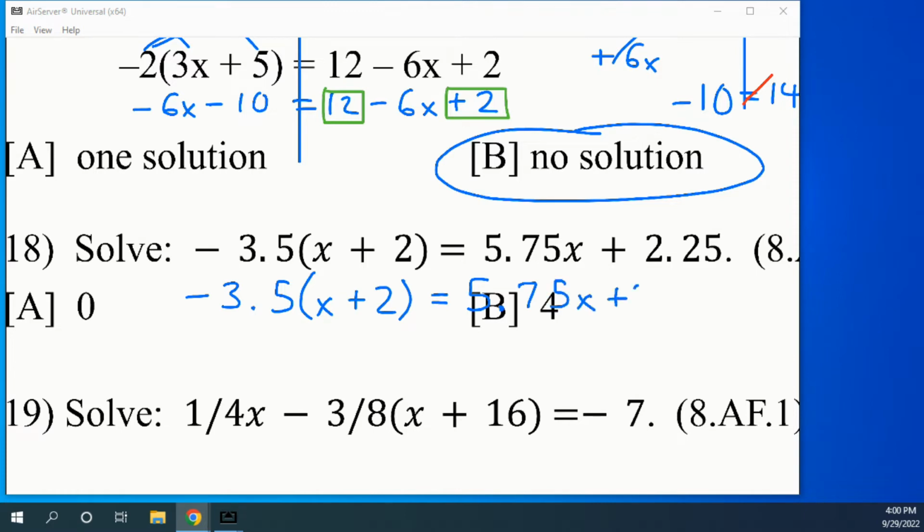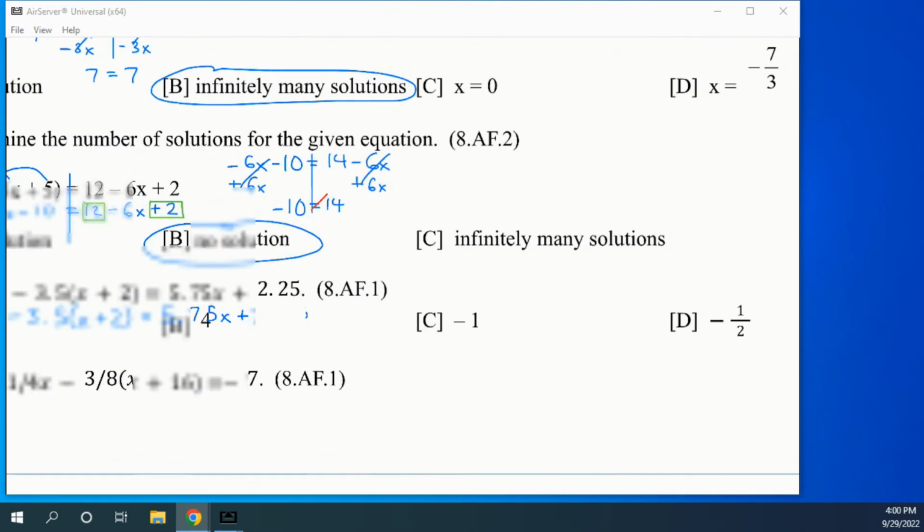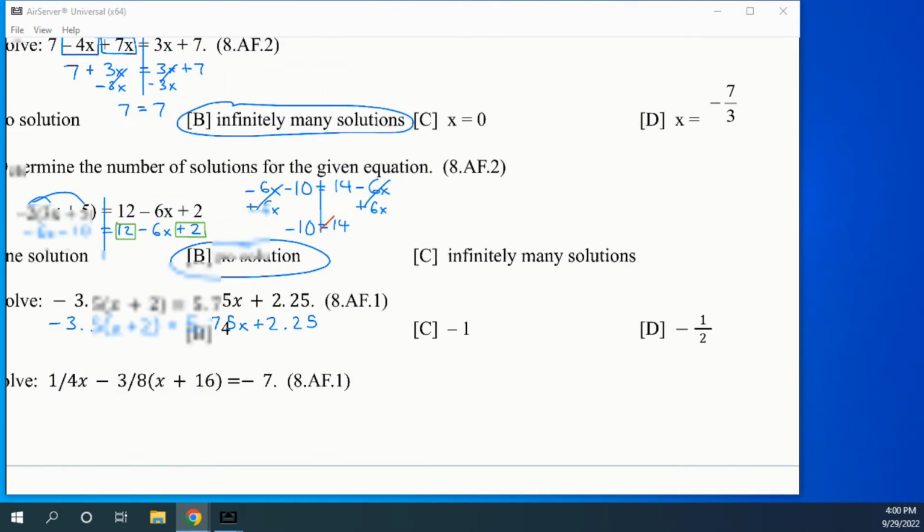5.75x plus 2.25. So let me just move this to somewhere where there is a little bit more space. We can go from there.